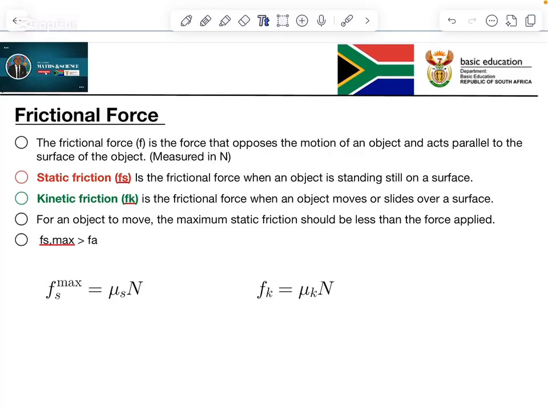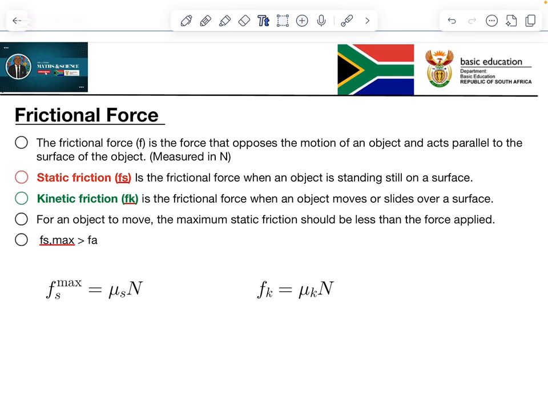In this video, we will be looking at frictional force. Frictional force is a force that opposes the motion of the object, and it always acts parallel to the surface of the object. The units of measurement for frictional force is newtons. We have two types of frictional force.